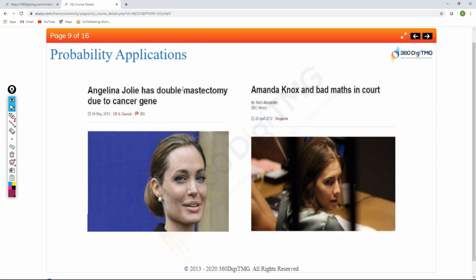And her then husband Brad Pitt went all out in praising her, saying that she is a real hero. Based on probability values, people are taking decisions. That's a huge decision. And then there is an article on BBC News, Amanda Knox and Bad Math in quote. And then there is another write-up about a person called Lucia de Berk.